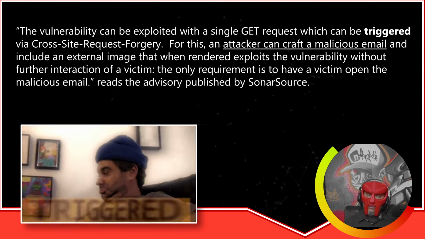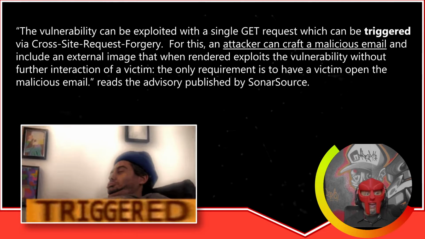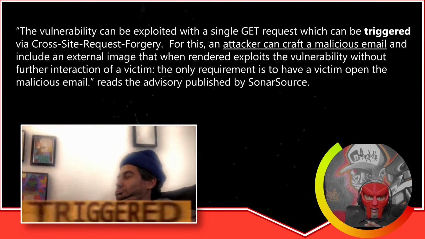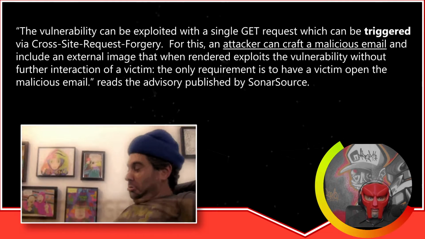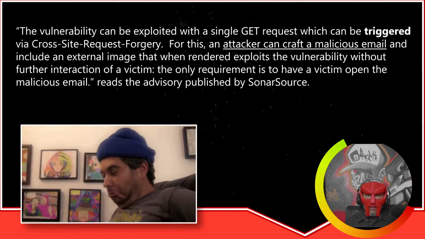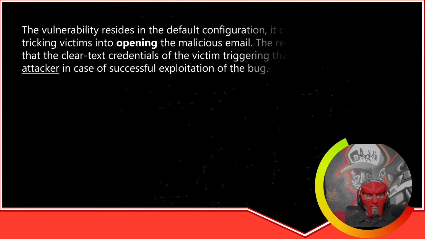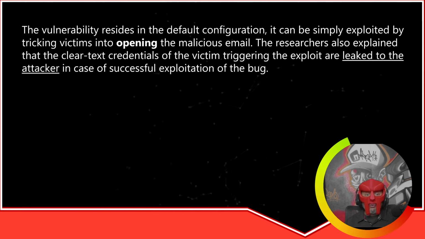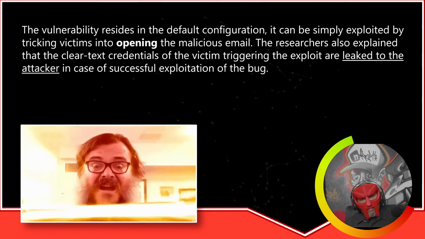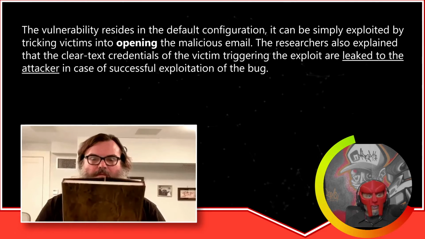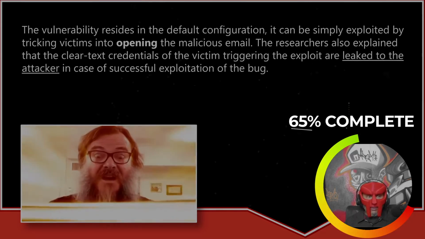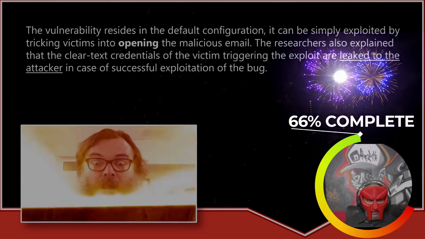For this, an attacker can craft a malicious email and include an external image that, when rendered, exploits the vulnerability without further interaction of a victim. The only requirement is to have the victim open the malicious email so that that image can be rendered. The vulnerability resides in the default configuration. It can be simply exploited by tricking victims into opening the malicious email. The researchers also explained that the clear text credentials of the victim triggering the exploit are leaked to the attacker in case of successful exploitation of the bug.